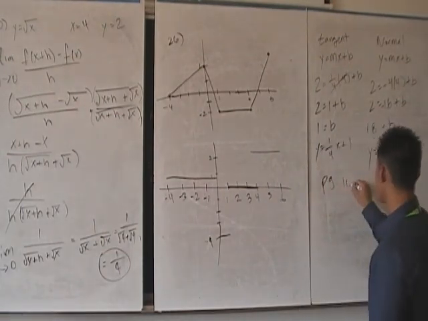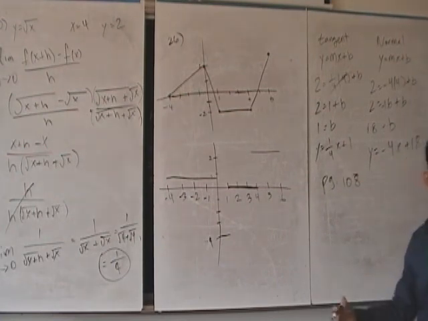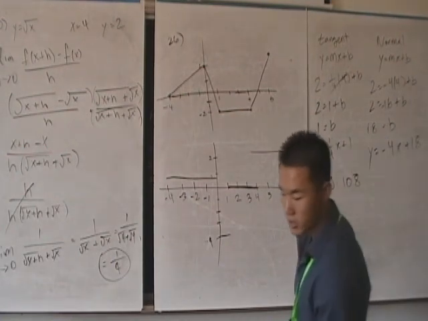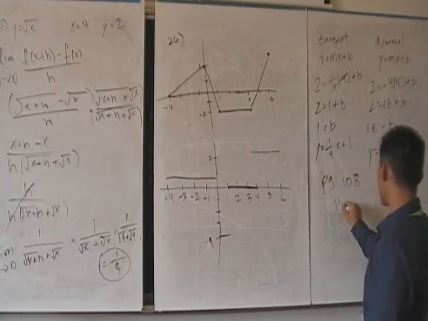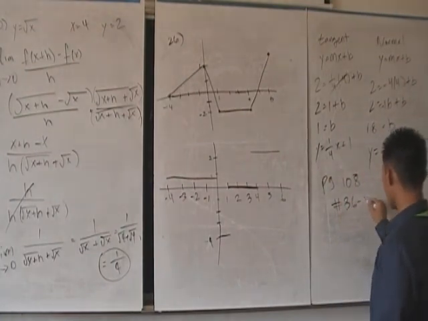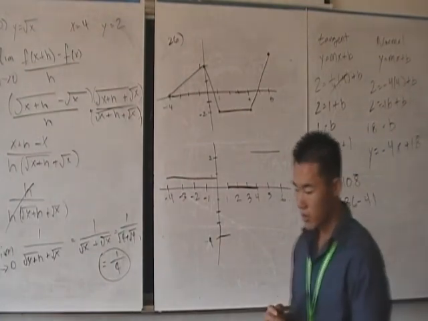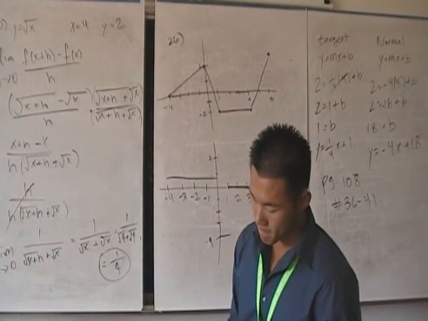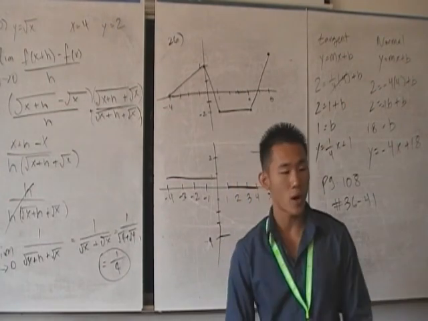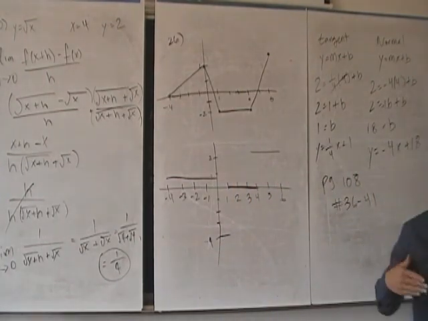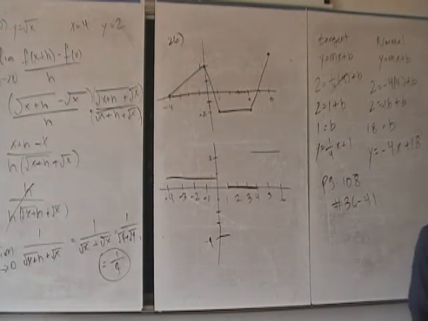So, if you're done with the homework, you can pass it forward. If you want to work on it a little bit more, hold on to it, turn it in whenever. But here's your assignment for tonight. Page 108, 36 to 41. It's going to be multiple choice. Same section. So, derivatives and the graph of it.